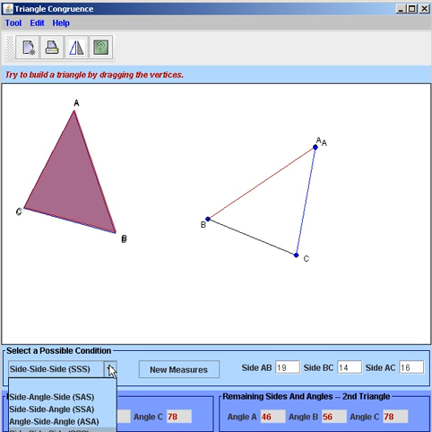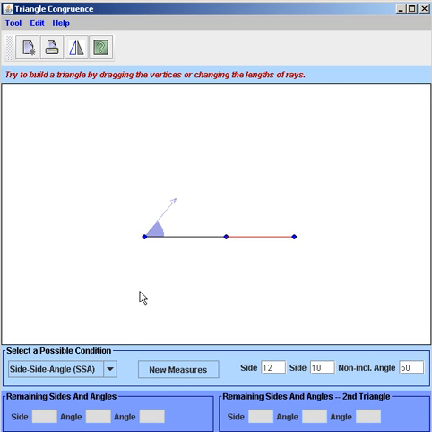So let's take side-side-angle, for example. The red length is fixed, the black length is fixed, and this angle here is fixed. I can actually move this arrow in and out because I don't know that side length. I just know that I have this side, and this angle, hence side-side-angle. So the third point of the triangle is unknown, it's unfixed.